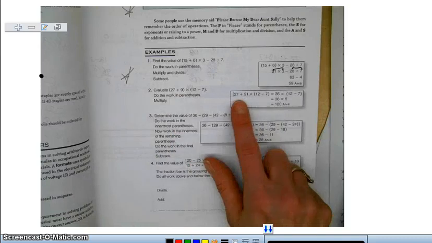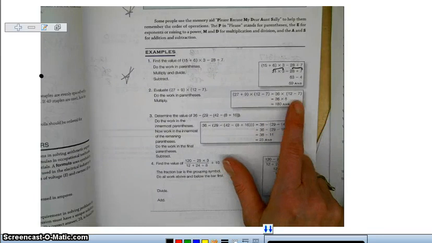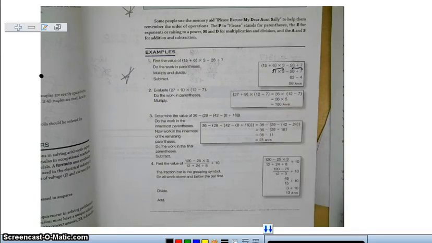In this one I walk through the same process. I do what's in parentheses first. So 27 plus 9 is 36. Then in the next step I do 12 minus 7, which is 5, and then I just multiply.